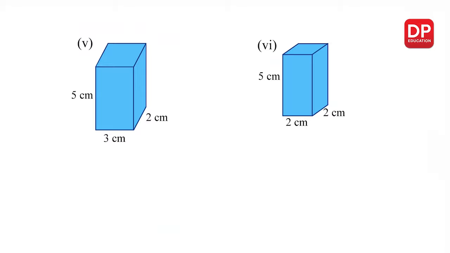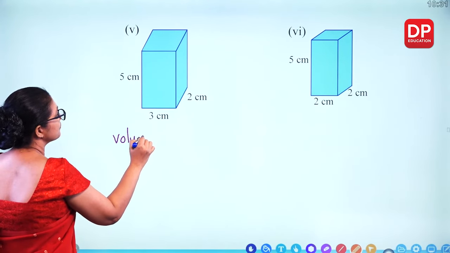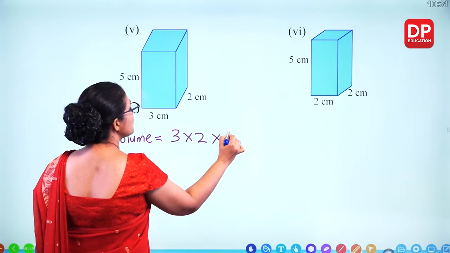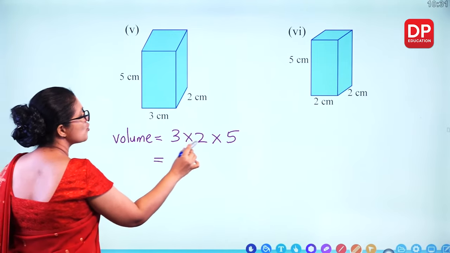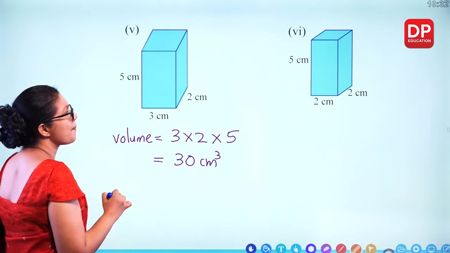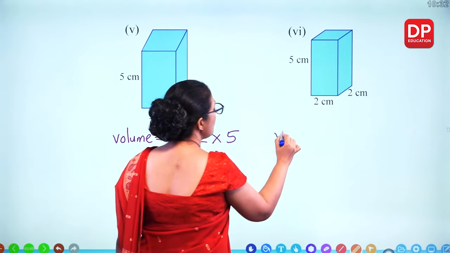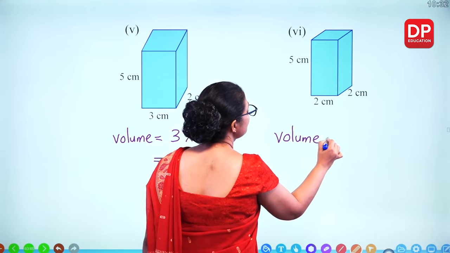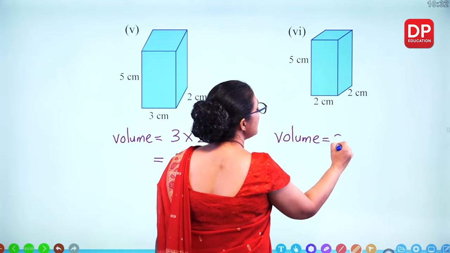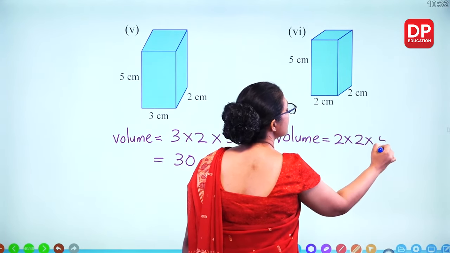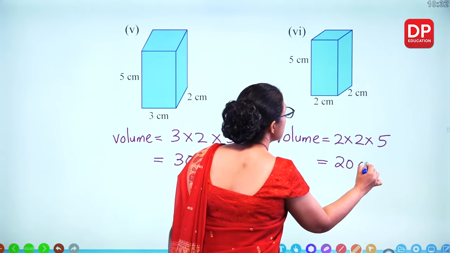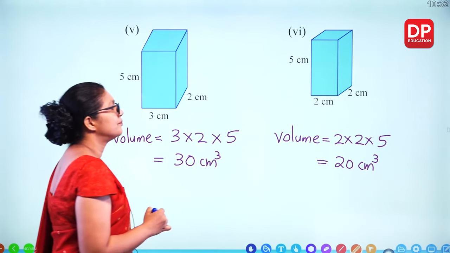This is a cuboid. So what's the volume? Length 3, breadth 2, and height 5. 3 times 2, 6. 6 times 5, 30 cubic centimeters. What is the volume of this cuboid? We can take this as the base. Length, breadth, and height. 2 times 2, 4. 4 times 5, 20 cubic centimeters.